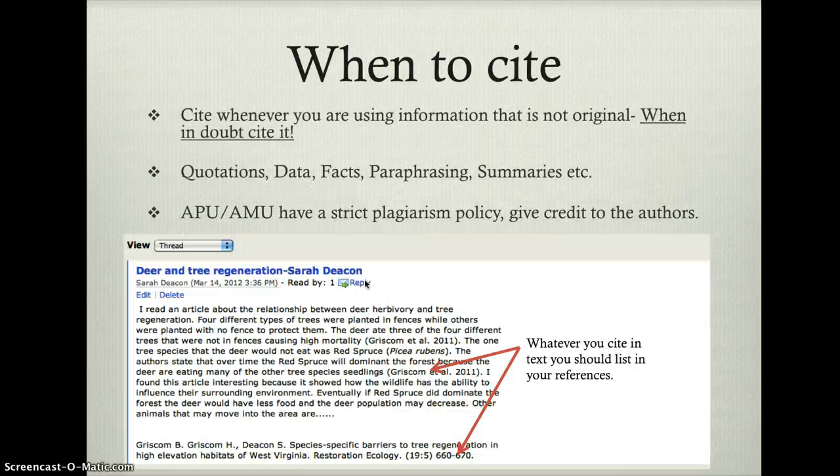So when to cite is another question that a lot of people have, and the answer is pretty simple. If you didn't come up with an idea and it's not yours, then you need to cite it. And if you're in doubt about it, then just go ahead and cite it. But the types of things that you're going to be citing are quotations, data, facts, if you're paraphrasing or summarizing.